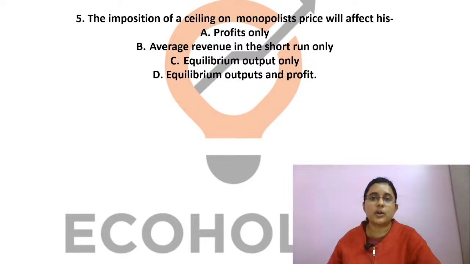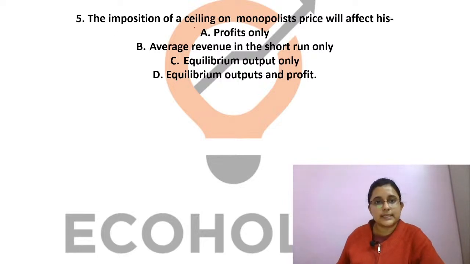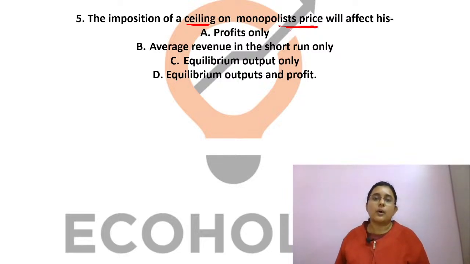The imposition of a ceiling on monopolist price will affect his what? A, profits only. B, average revenue in the short run only. C, equilibrium output only. And D, equilibrium output as well as profit. So we are imposing a ceiling on the monopolist's price. Price ceiling we are doing. So what will this affect? Will it affect profit only? Will it affect the average revenue in the short run only? Will it affect the equilibrium output only, or will it affect the equilibrium output as well as profit? Please tell me the right answer.